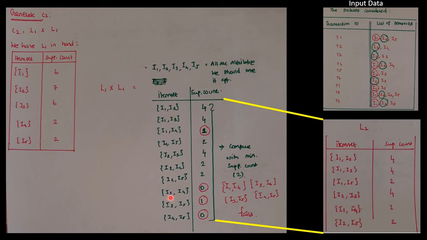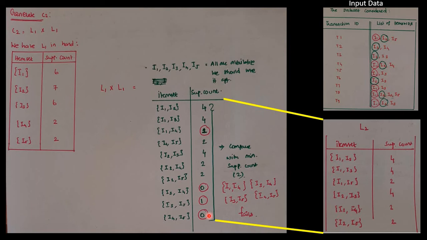Similarly, I need to calculate. Let's see I3, I4. How many times are I3 and I4 available? I3 and I4 are not found anywhere in this, so it is 0. I3 and I5, how many times are they available? I3, I5. Can we scroll through quickly? I3 and I5 is available only once, so it is 1. Now, based on the input data that we have in hand, we need to understand how many times these item sets have occurred in this data, the input data, and we need to come up with the support count number.